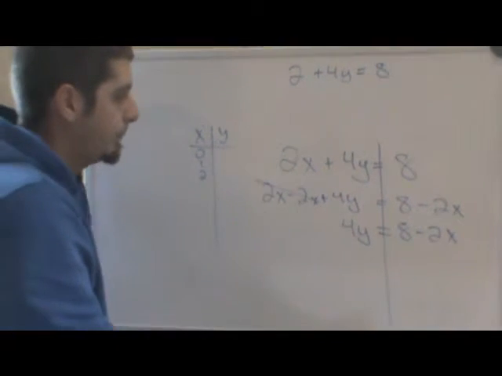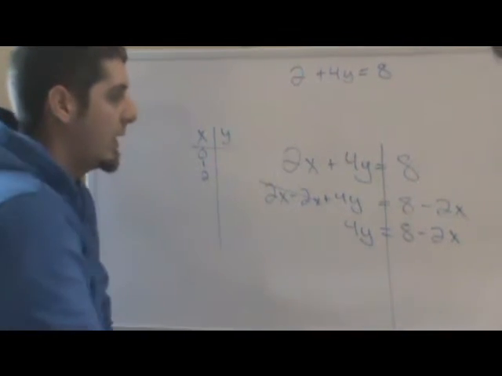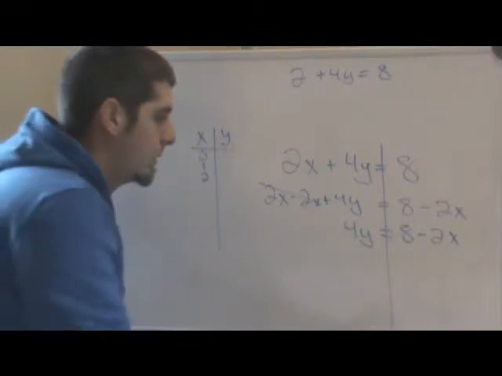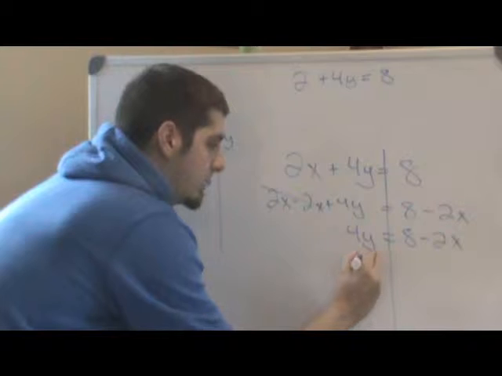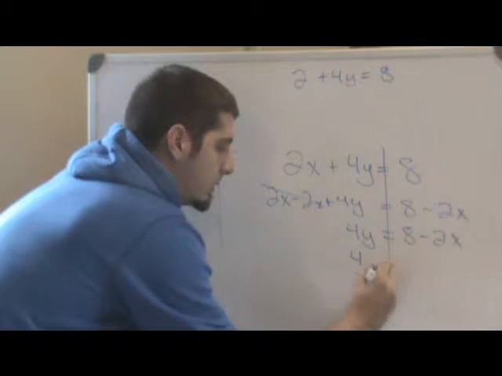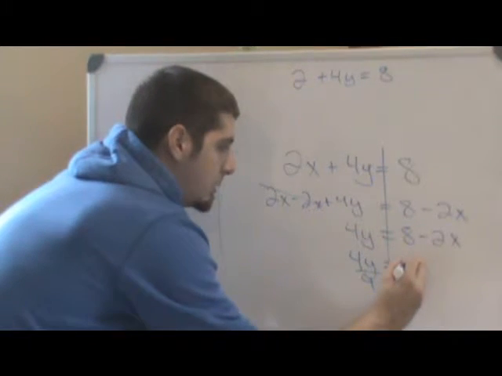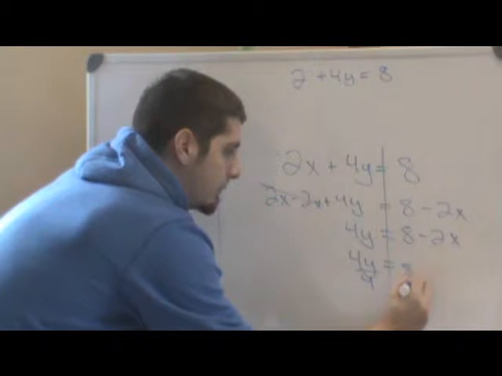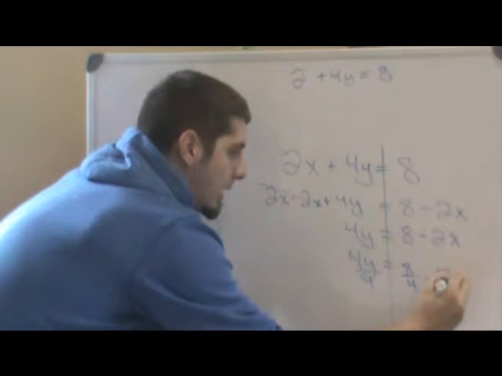And at this point, we want to get rid of the 4 so the y can finally be alone. So the important thing to keep in mind here is when you divide by 4, you have to divide everything by 4, and I mean everything.